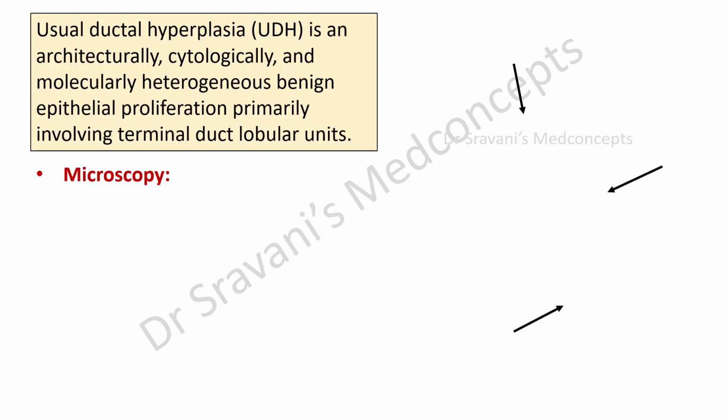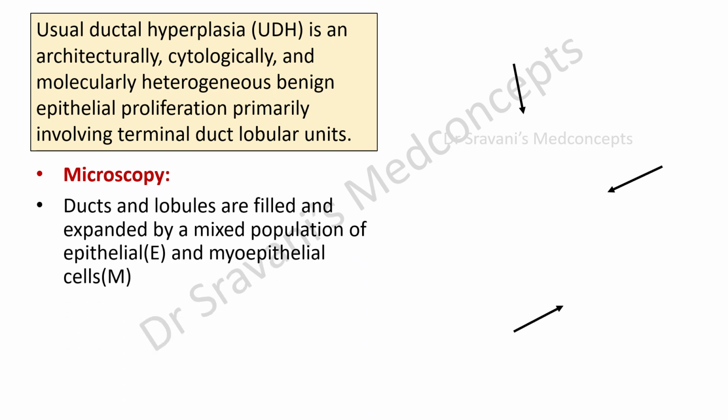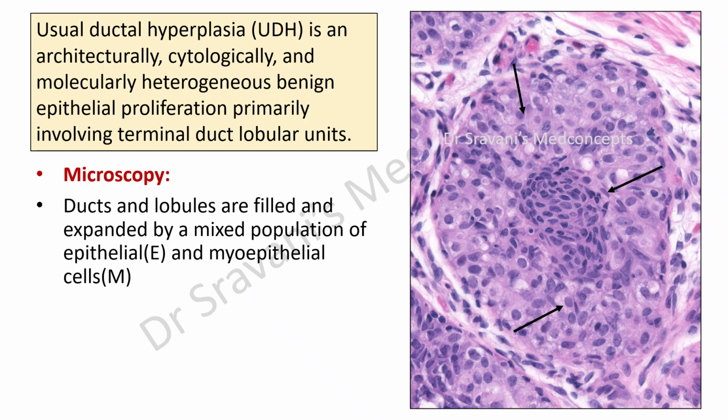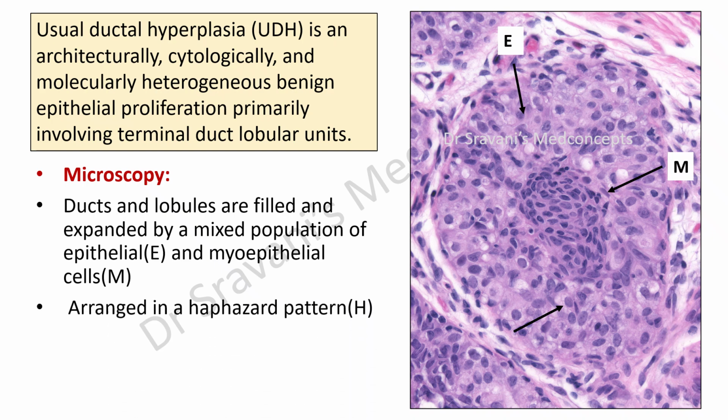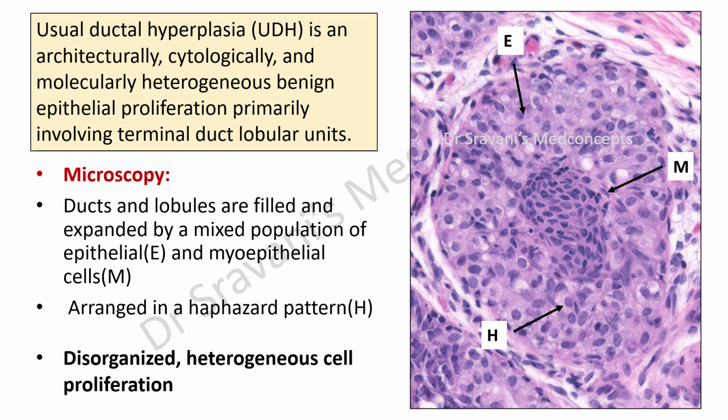Usual ductal hyperplasia is an architecturally, cytologically and molecularly heterogeneous benign epithelial proliferation primarily involving terminal duct lobular units. Coming to the microscopy, ducts and lobules are filled and expanded by a mixed population of epithelial and myoepithelial cells, as we can see here, and these cells are arranged in a haphazard pattern as shown here. So we'll see disorganized heterogeneous cell proliferation in case of usual ductal hyperplasia, which is different to atypical ductal hyperplasia, in which we'll see homogeneous cell proliferation.